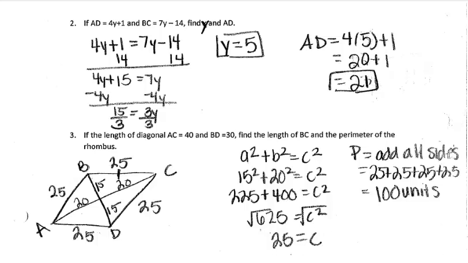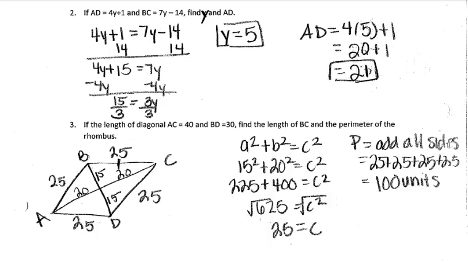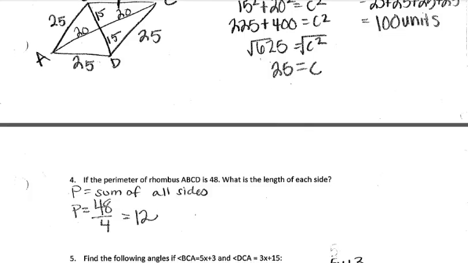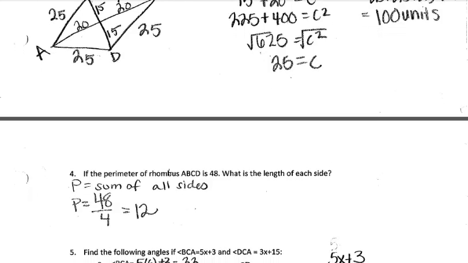And perimeter is where you add all the sides up, so 25, 25, 25, 25 is 100 units. It's not correct to put 100 units squared. That is for area. 100 units is perfectly appropriate. For number 4, the perimeter is 48 for a rhombus. And you know each side is equal, so that means the sum of all sides is 48. So each side must be 12.